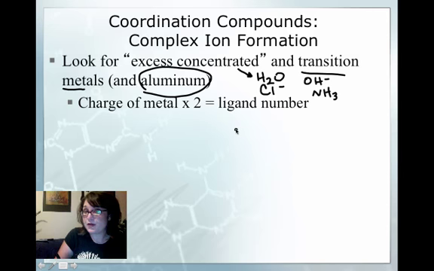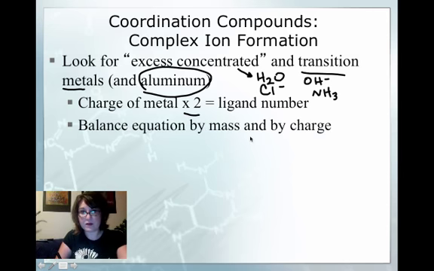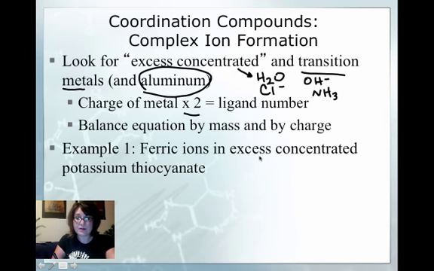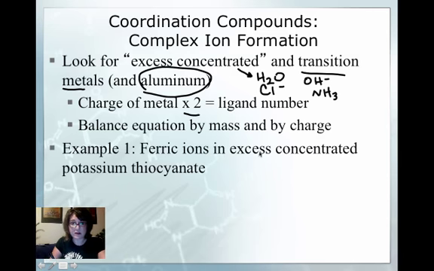So all you do is take the charge of your metal and multiply by 2, and that will tell you how many ligands to attach to it. Then what do we do? Balance the equation by mass and by charge. You've never seen this before, so I'm going to do 2 examples of these.